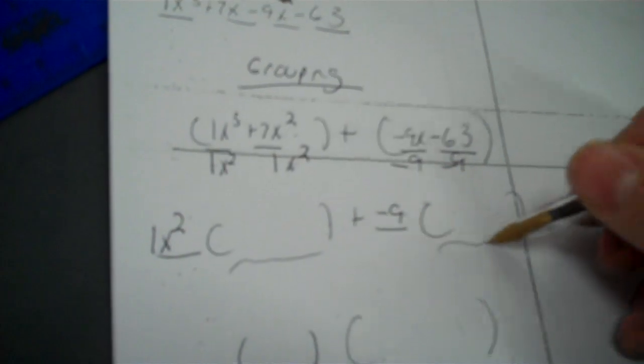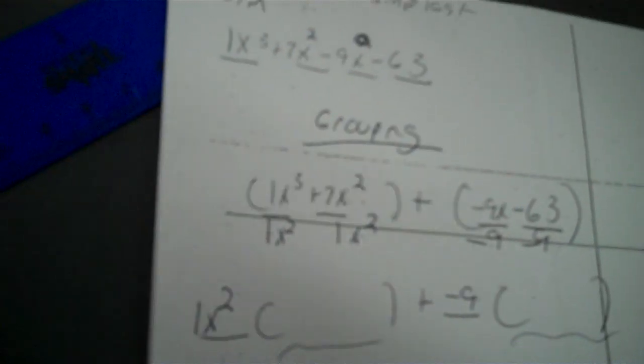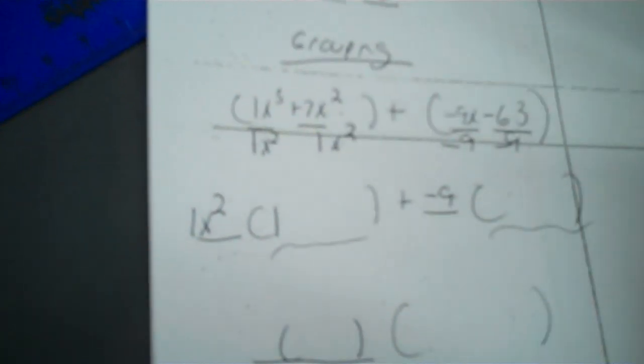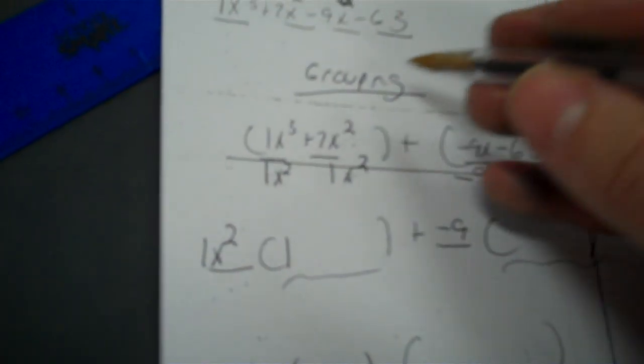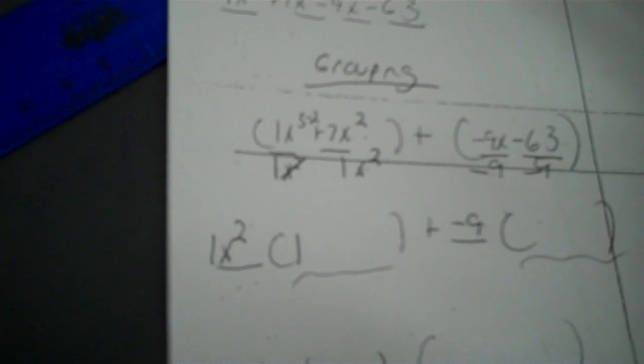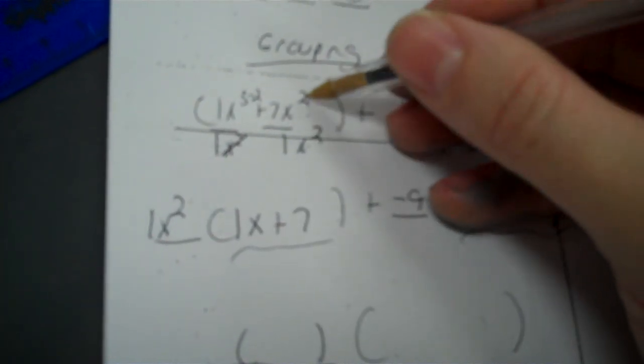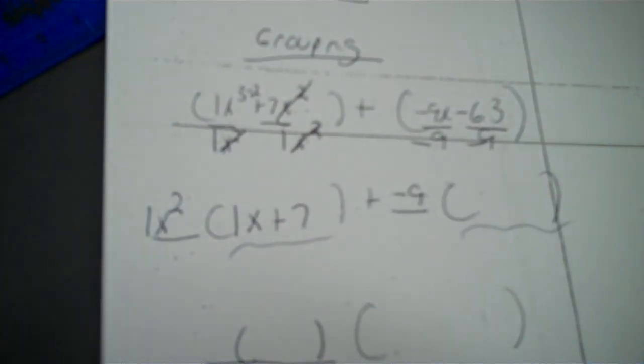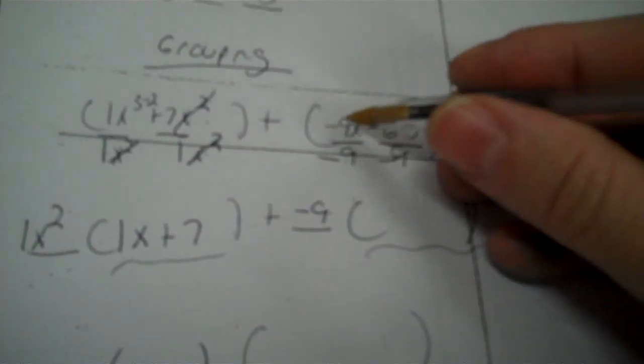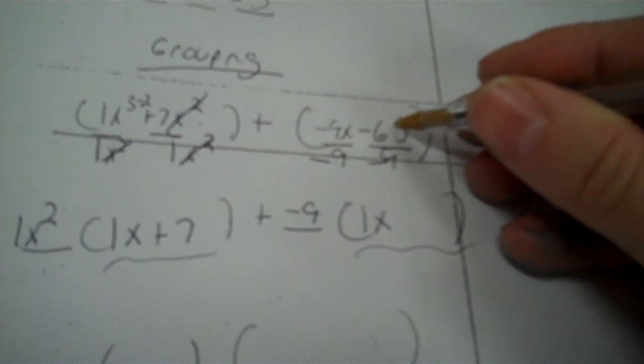Now, this and this should wind up being the same. So if I divide 1 by 1, that's 1. Now, here's how you divide an x third by an x second. You get rid of the x second and subtract 2. 3 minus 2 is 1. But we don't put first powers on x's, it's just x. 7 divided by 1 is 7, and these are the same power, so get rid of them. And over here, it's going to be 1x, and that divided by that is plus 7.